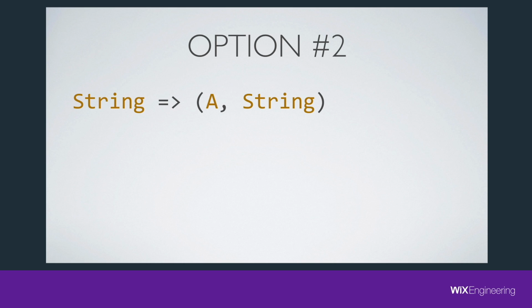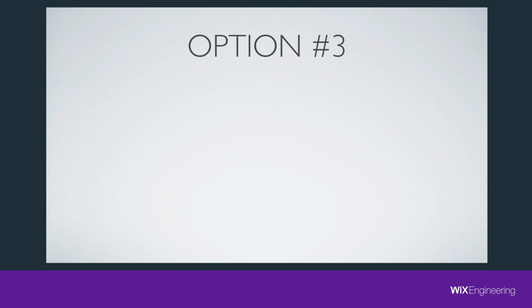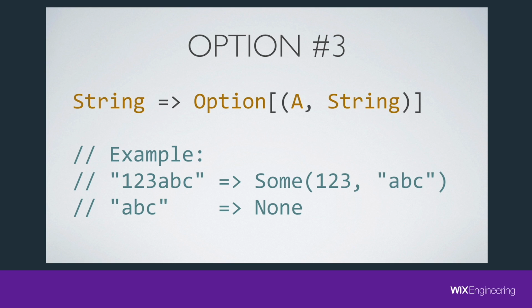So if we try to parse the number from the string 1 2 3 ABC, we'll get 123 and the remaining ABC. But as we know, parsing might fail if the provided input is invalid. In statically typed functional programming languages, we prefer capturing failures in the type system rather than throwing exceptions. So instead of just returning the tuple of A and string, we return an option of A and string. This allows us to indicate that parsing failed by returning None.